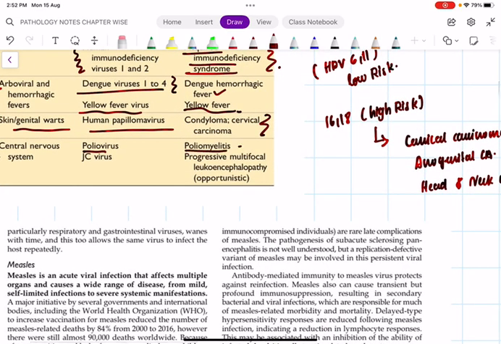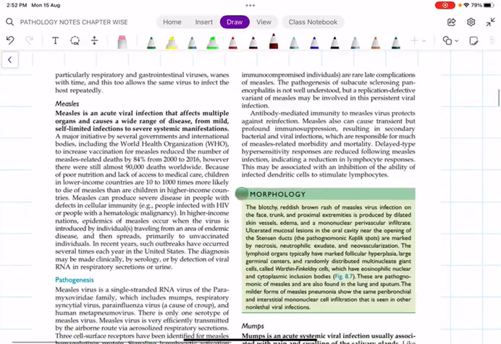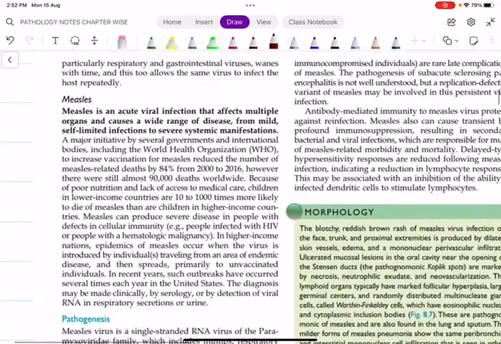Then we have poliomyelitis. Of course, polio has been eradicated, so there is no point in discussing it further. JC virus causes progressive multifocal leukoencephalopathy. So the first important virus that I am going to discuss is measles.